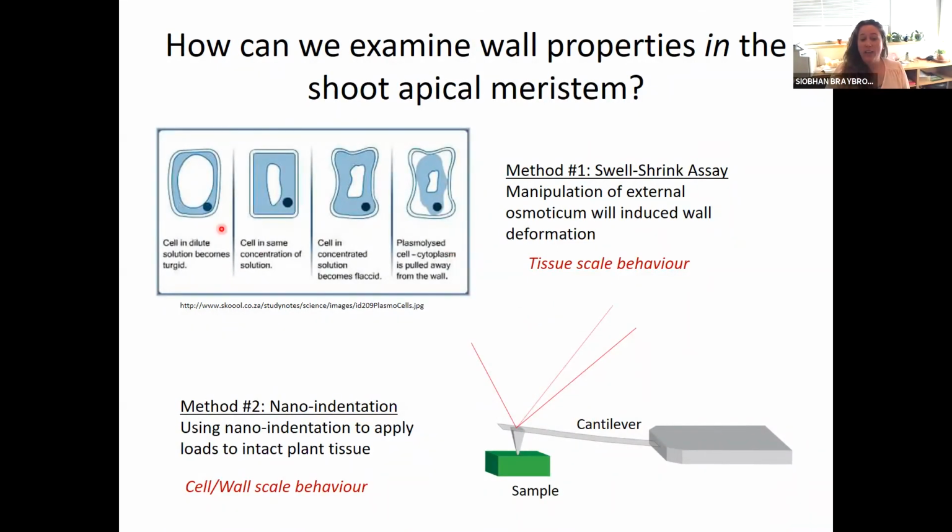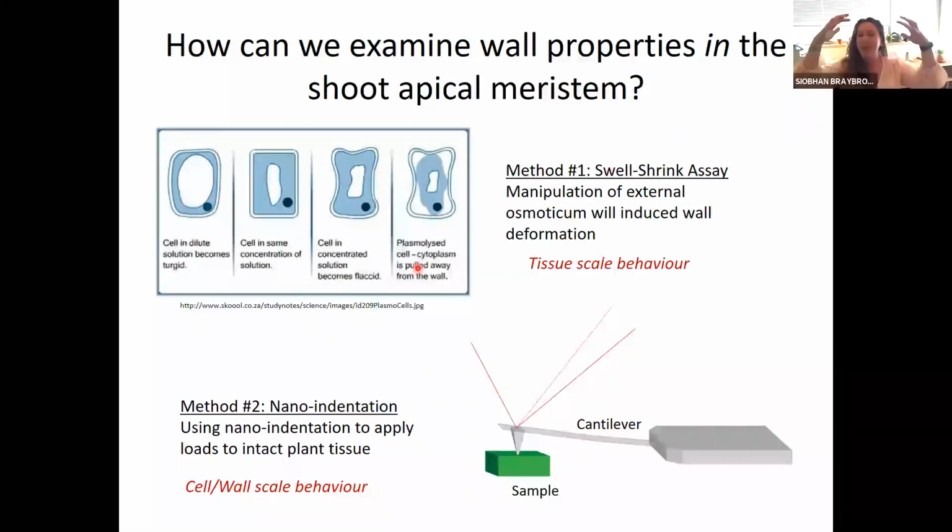But one method is actually to take advantage of the water movement in and out of cells and manipulate that by manipulating the external osmoticum so that you either pull water out and look at how cells shrink, or you put water in and look at how they swell. And that's a way that you can measure cell elasticity, because you're basically playing with how much pressure is being put onto the cells by the water movement inside.